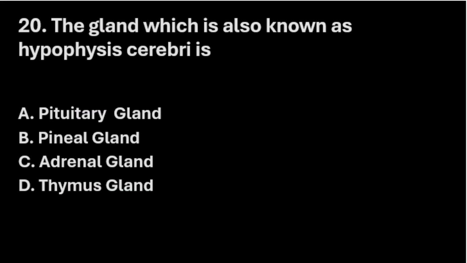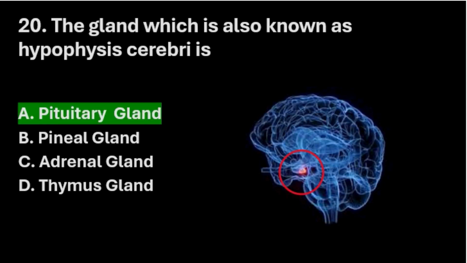Next question. The gland which is also known as hypophysis cerebri is option A, pituitary gland, option B, pineal gland, option C, adrenal gland, and option D, thymus gland. The right answer is option A, pituitary gland. You can see the diagram and the position. It is below the cerebrum. So this term hypophysis cerebri denotes the pituitary gland.